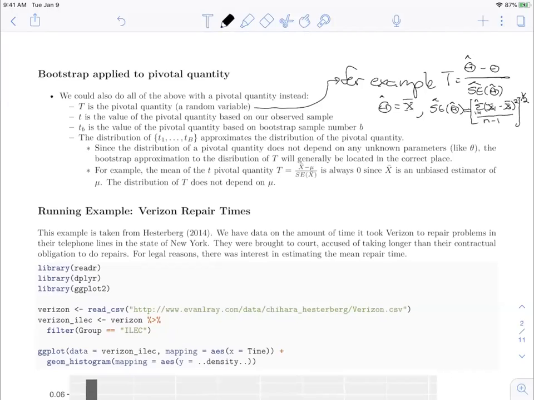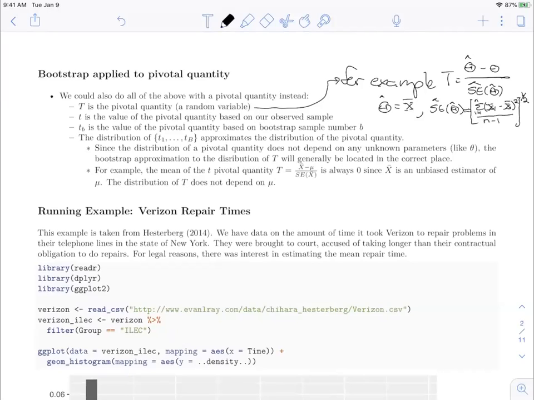All right. And t subscript b is going to be the value of the pivotal quantity based on bootstrap sample number b. This is exactly analogous to the quantities that we just discussed on the previous page: capital theta hat, lowercase theta hat, and lowercase theta hat subscript b, which were the estimator, the realized value of the estimator based on our original data, and the realized value of the estimator based on bootstrap sample number b.